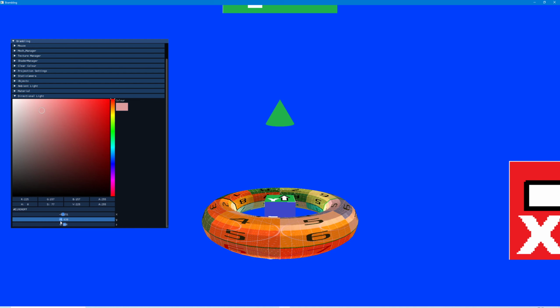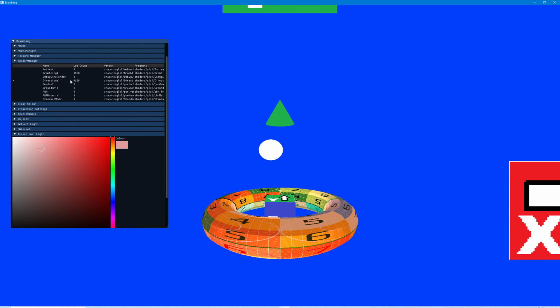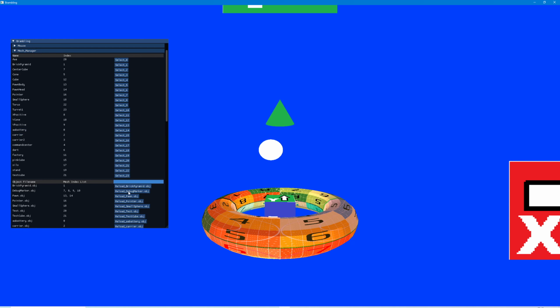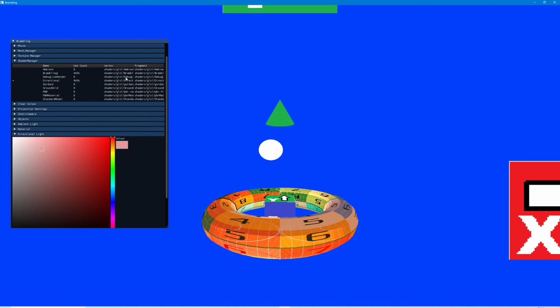Now I am a complete lighting model noob. So the first thing I'm going to need is a way to iterate over my shaders. Now I can reload textures and I can reload meshes, reload their objects, but I can't reload shaders. So the first thing I'm going to do is reload shaders.